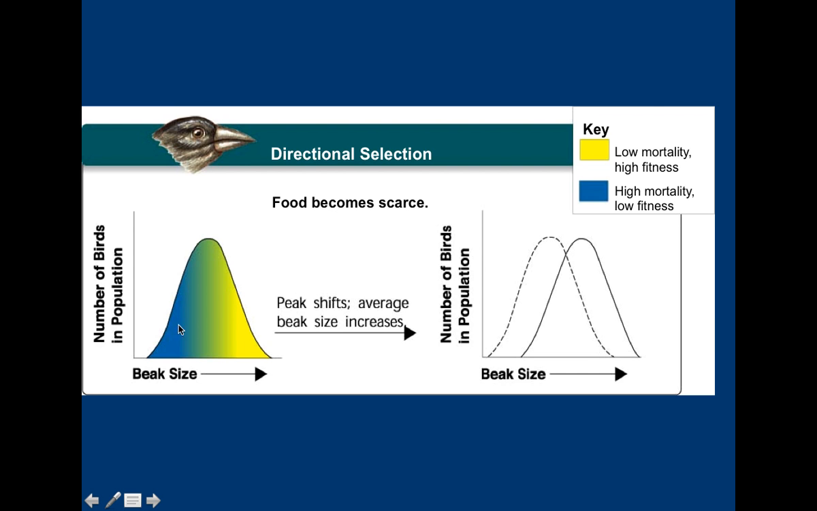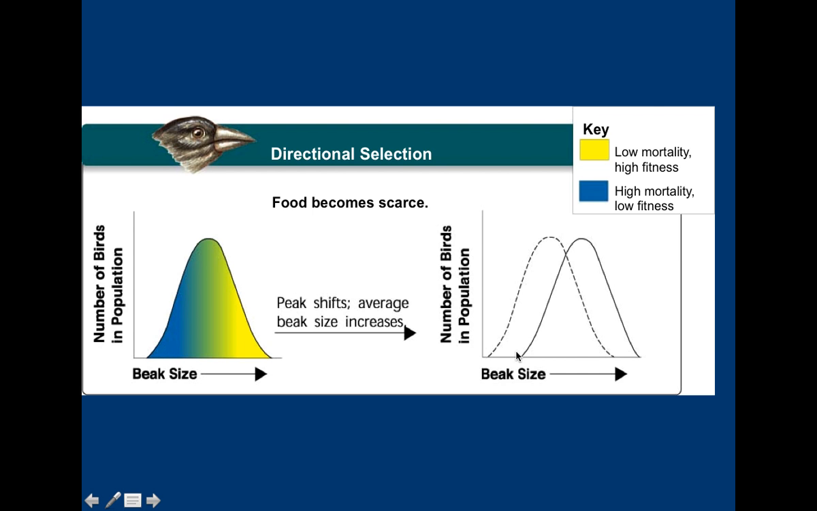Specifically, the size of the seed. Smaller beaks can't break bigger seeds. They're just not as tough and strong. So these guys up at the upper end have a better fitness. They are better able to break open those seeds and get food. So there's going to become more of them. These guys down here with the smaller beaks, they're not going to be able to eat. They're going to die off. So there will become less of them.